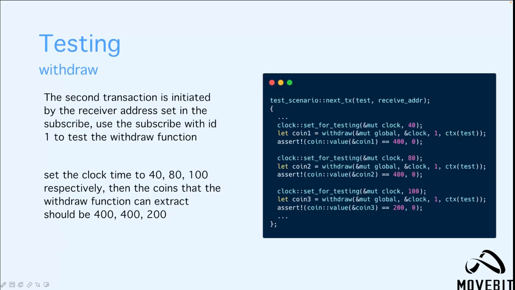So the second transaction is initialized by the receiver address set in the subscribe. Use the subscribe with ID 1 to test the withdraw function. And we'll set the clock time to 40, 80, 100 respectively. Then the coins that the withdraw function can extract should be 400, 400, and 200.